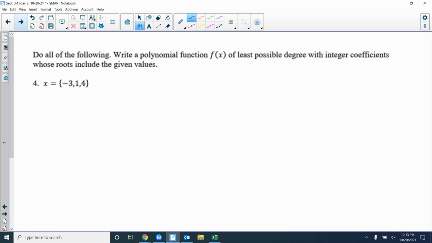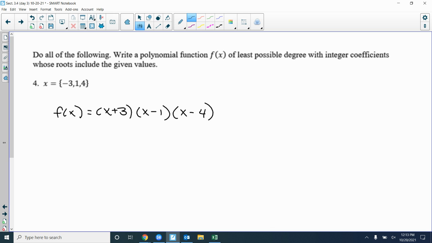Well, if -3 is a root, what's the factor? So -3 would work. What's the factor? X plus 3. So that would be x plus 3. If 1's a root, x minus 1's a factor. If 4 is a root, x minus 4 is a factor.